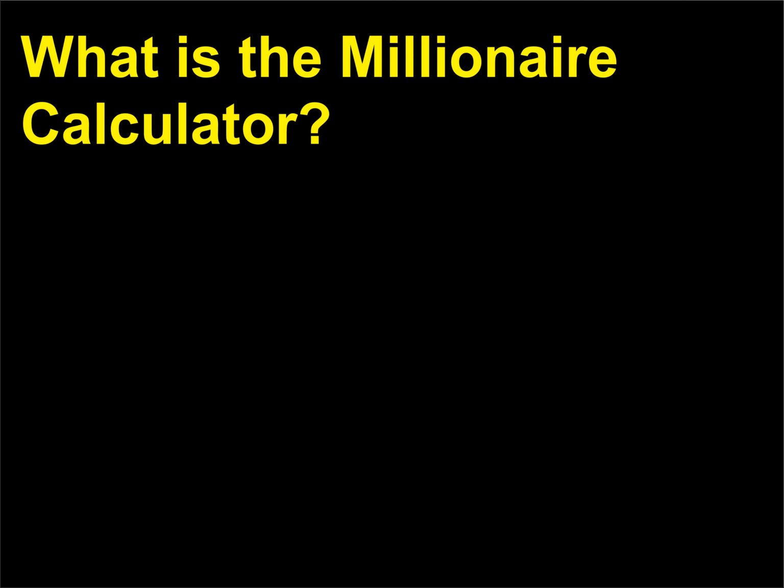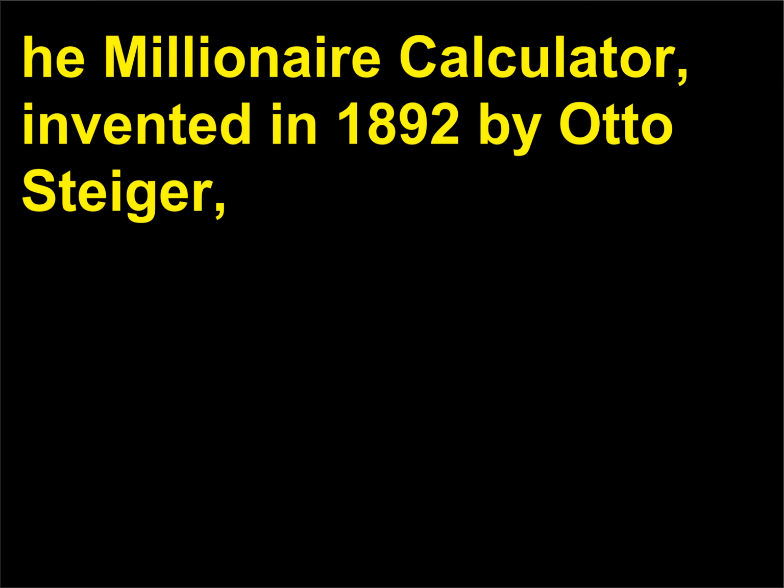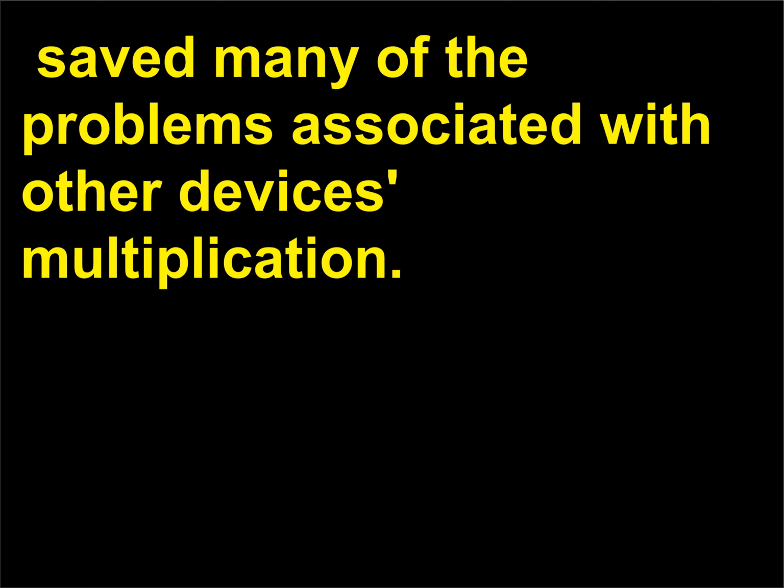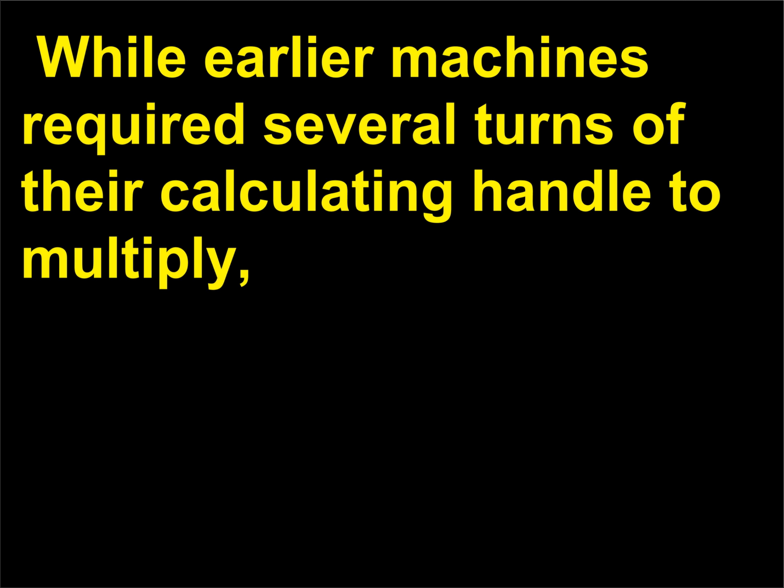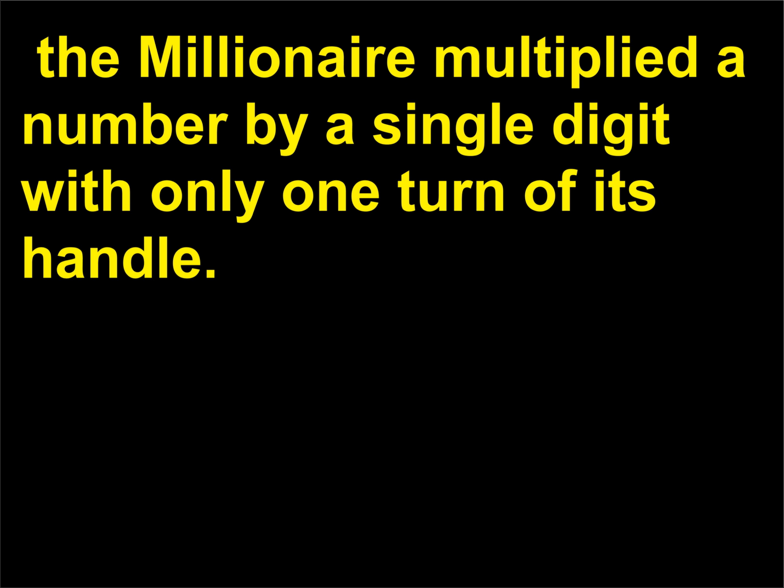What is the millionaire calculator? The millionaire calculator, invented in 1892 by Otto Steiger, solved many of the problems associated with other devices' multiplication. While earlier machines required several turns of their calculating handle to multiply, the Millionaire multiplied a number by a single digit with only one turn of its handle.